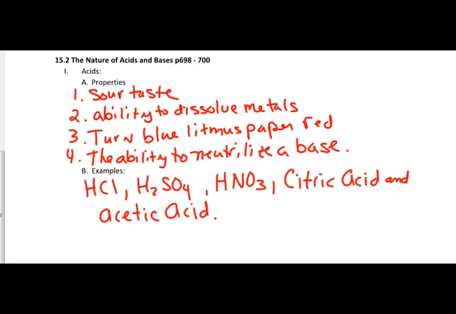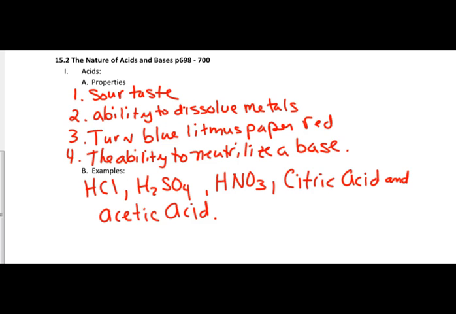Some examples of an acid are HCl, hydrochloric. You'll find hydrochloric acid in cleaning products. H2SO4 you can find in batteries. Nitric acid you'll find in fertilizers. Citric acids, like I said, fruit juices. And acetic acid, that's vinegar. So acids are all around us. I believe I spelled neutralize wrong, so I apologize for that.